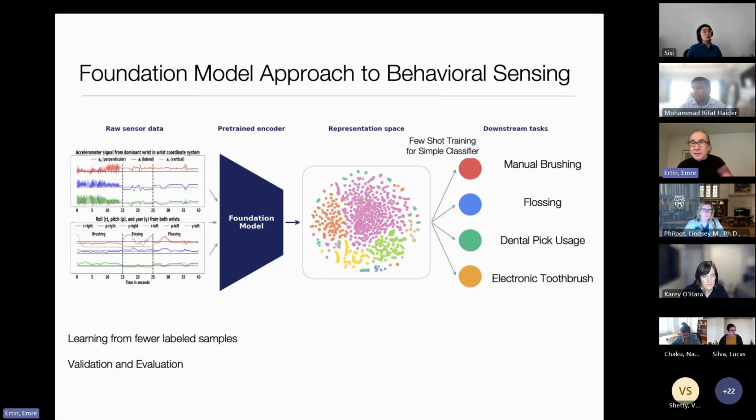So the advantage here is you can learn from much fewer labeled samples, because you are training a much simpler classifier. You already have the features evaluated for you. All you need to do is close the final gap, because the model was trained without your task. So you still need to provide a few labels to close that gap between the feature space and the downstream task. Of course, you still need data to validate and evaluate your system.